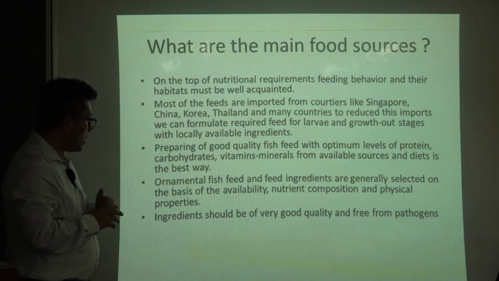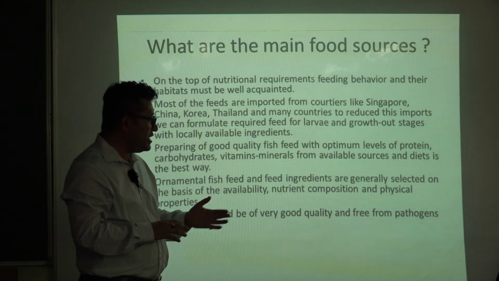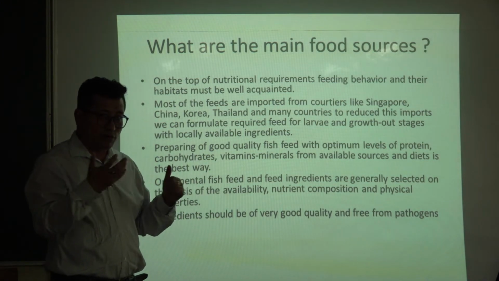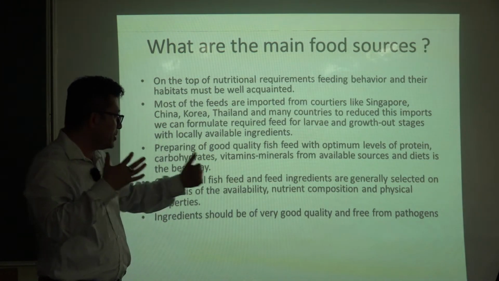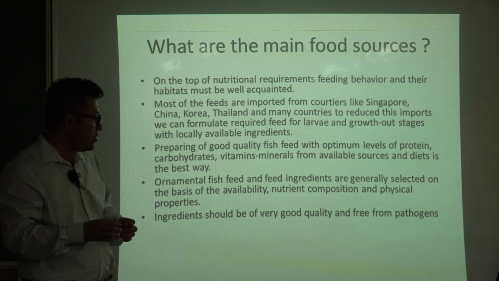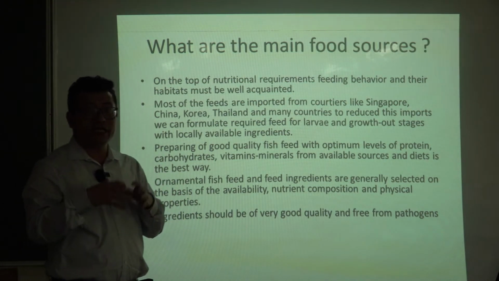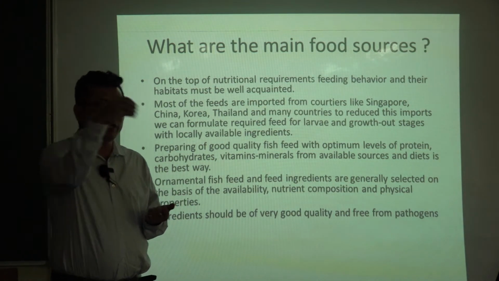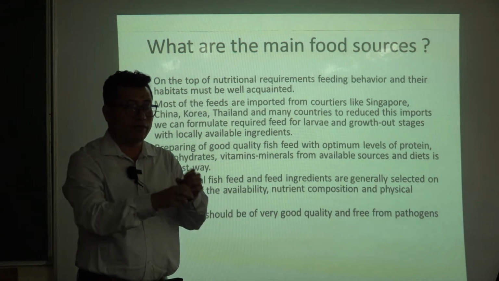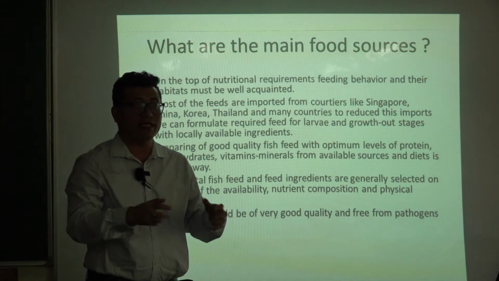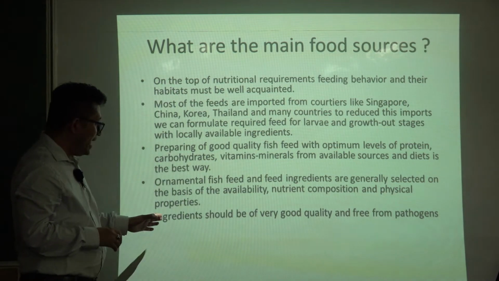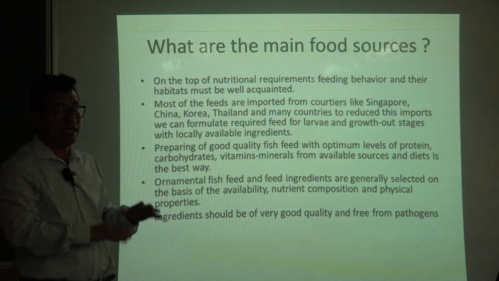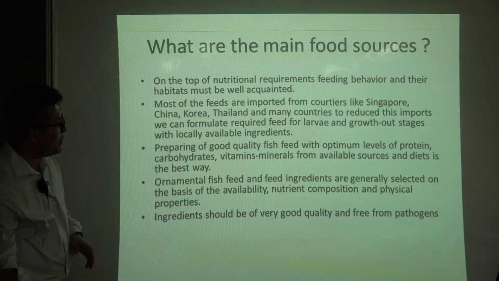Now, fish feed and feed ingredients are generally selected on the basis of availability. You have to check whether it is available, how much nutrient it contains in terms of composition, and also the physical properties. For example, if you have selected something and you put it in the water and it dissolves and becomes like dust, that can contaminate your water. Ingredients should be of very good quality and free from pathogens. Whenever you add any extra ingredient, it should be free of pathogens.